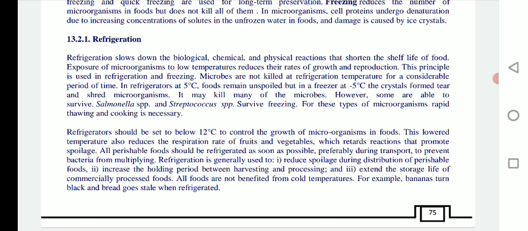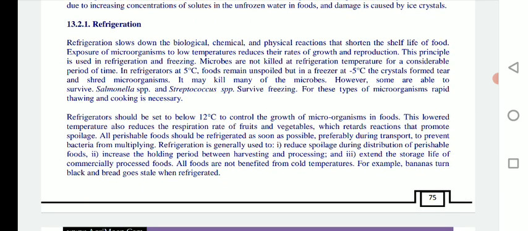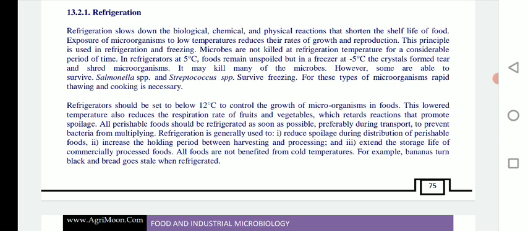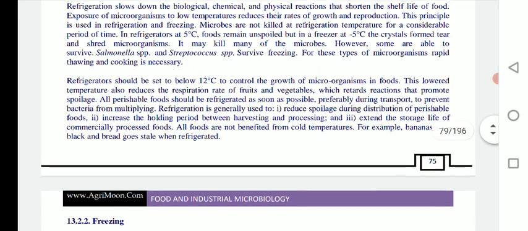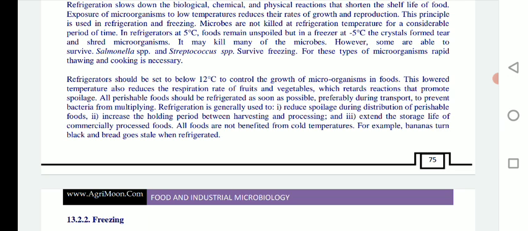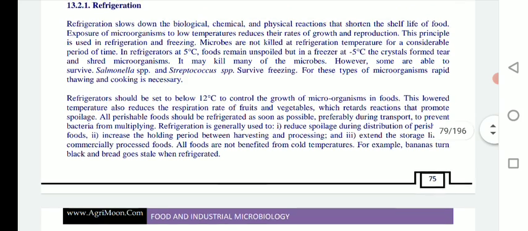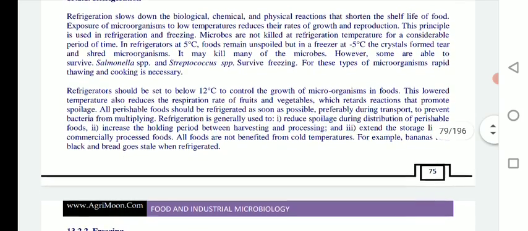Again, this is a common method we use. So in our home also we use refrigeration, and refrigeration slows down the biological, chemical, and physical reactions that shorten shelf life of food, and exposure of microorganisms to low temperature reduces their rates of growth and reproduction. So this principle is used in refrigeration and freezing, and microbes are not killed at refrigeration temperature for a considerable period of time. But in refrigerators at 5 degrees Celsius, food remains unspoiled. But in freezer below 5 degrees Celsius, the crystals form, tear, and store microorganism.